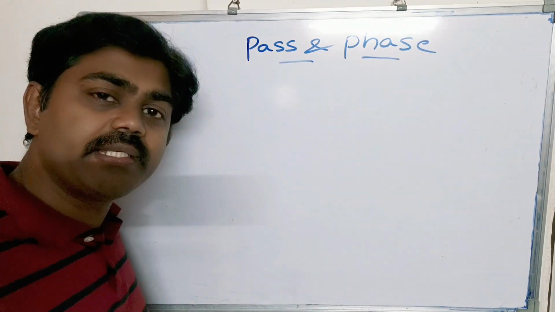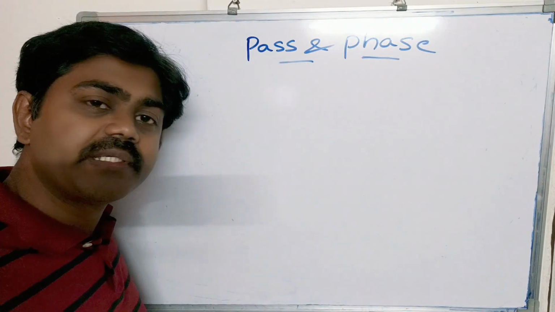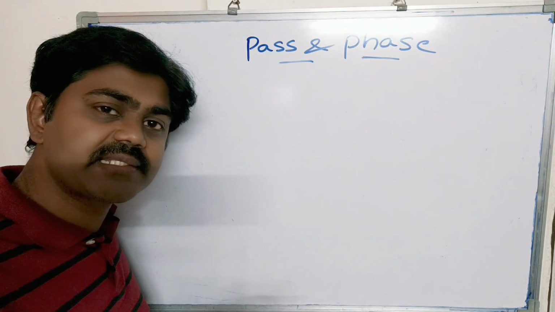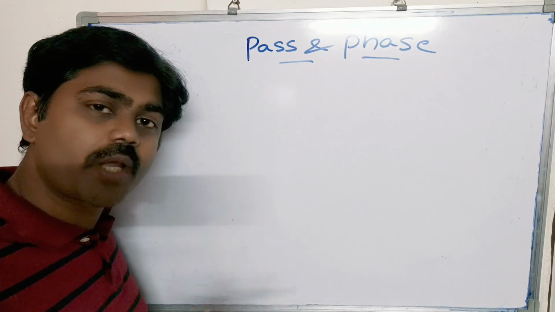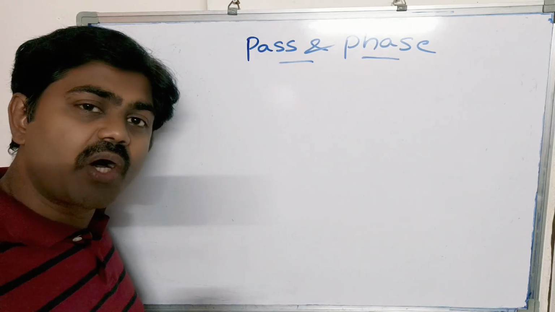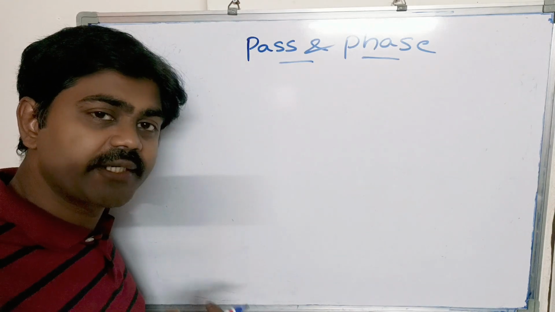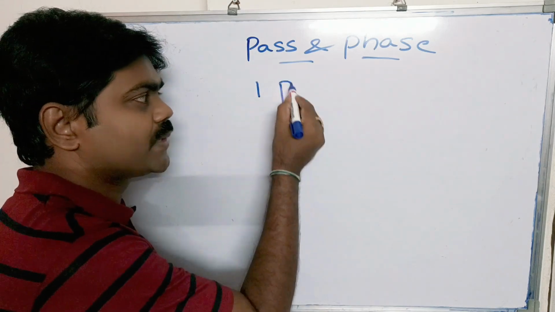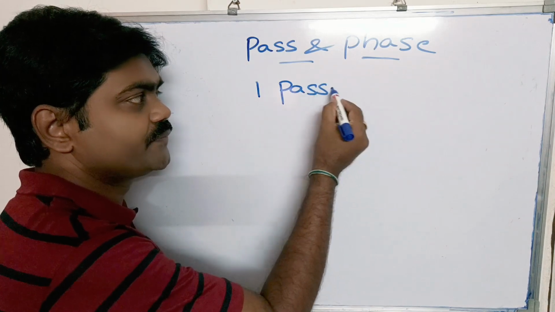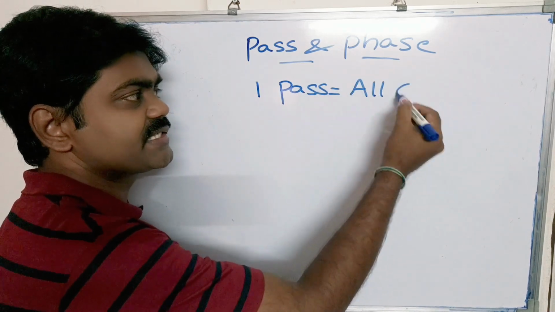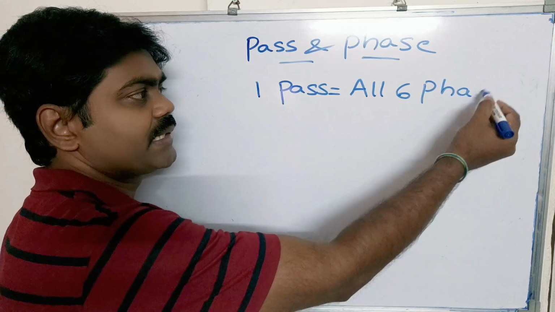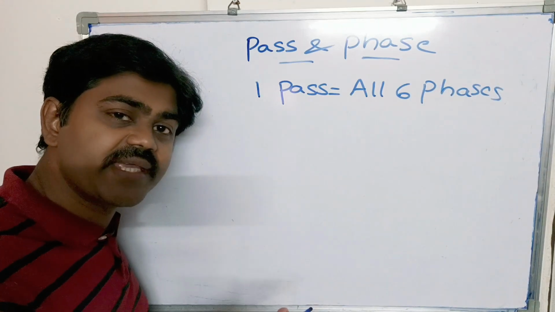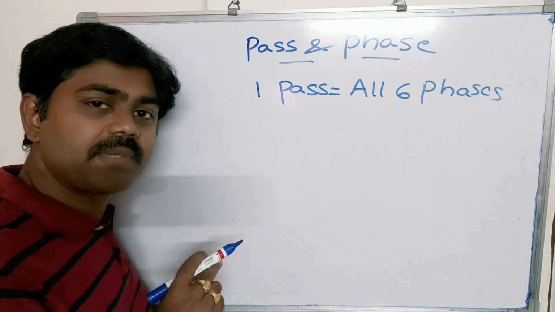As we already discussed, the phases of a compiler are lexical analysis, syntax analysis, semantic analysis, intermediate code generation, code optimization, and code generation. All these are the phases of the compiler. Now one complete pass equals all six phases. When it completes all six phases, it completes one pass.